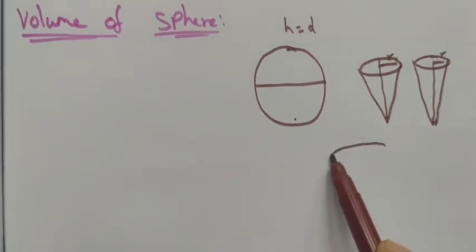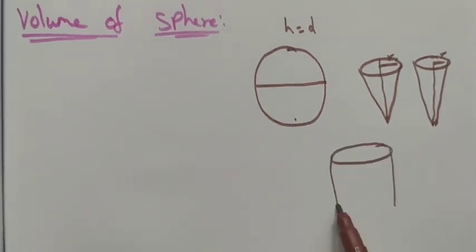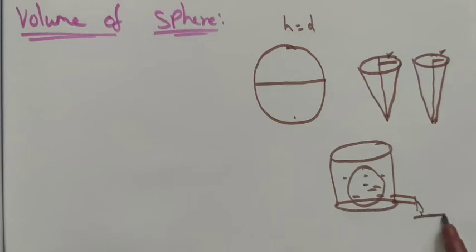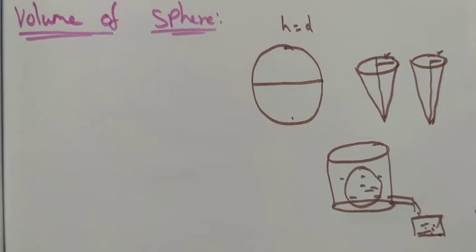Suppose by using the Archimedes principle, we can take one beaker and drop the sphere inside. The water displacement will be captured in another bottle, and we can calculate by this method also.